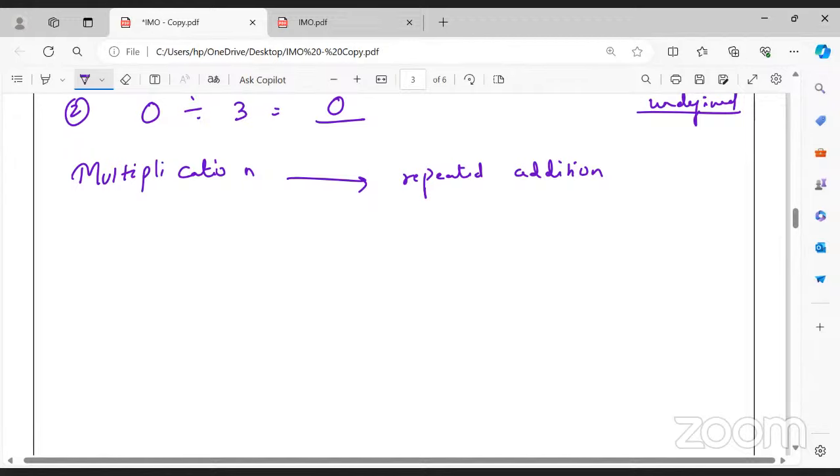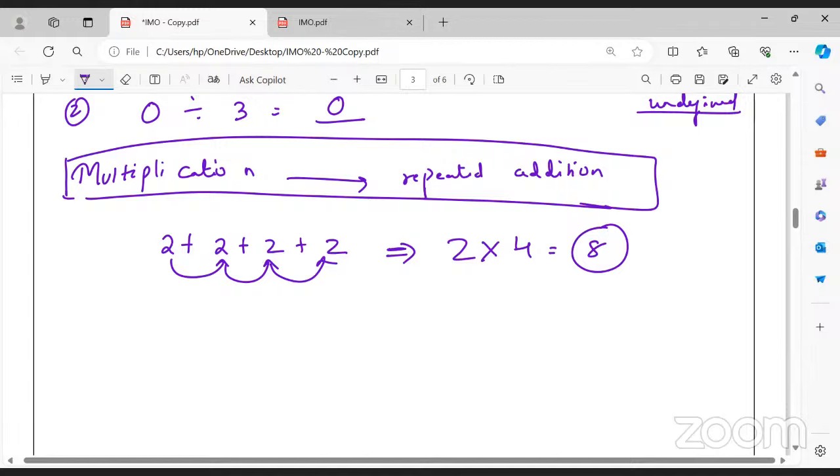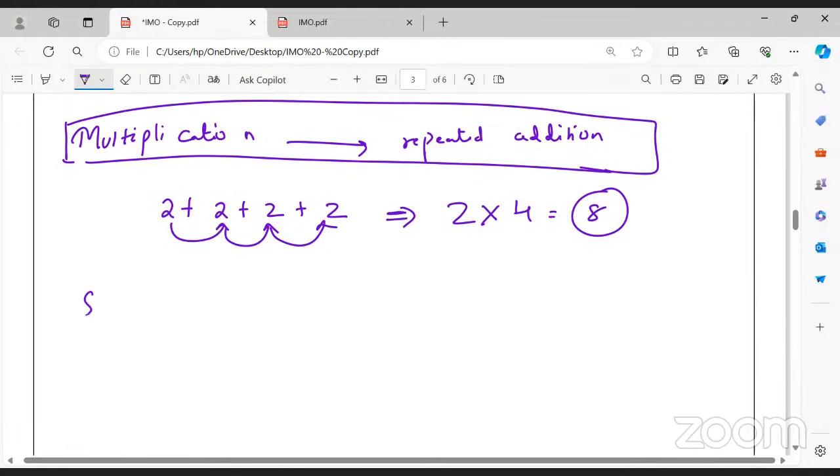Multiplication is a process of repeated addition. Why? Because it is added many times. What is added many times? We add repeatedly. Very good. For example, suppose I want to add 2 plus 2 plus 2 plus 2. Here 2 is added how many times? 4 times. So I say 8, right? Even if you add 2 plus 2 plus 2, you get 8. That is why multiplication is the process of repeated addition.